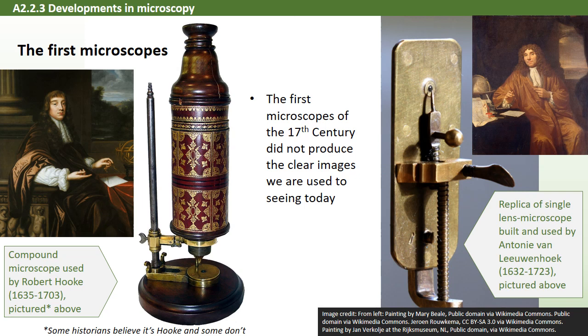The first microscopes of the 17th century did not produce the clear images that we're used to seeing today. The main challenge was to shape the lenses correctly, so there was a lot of trial and error. On the left, one of the pioneers, Robert Hooke, although historians can't agree on whether it's really him in the picture. Anyway, the microscope on the left is one of the microscopes he used, and he used compound microscopes. On the right, another pioneer, Antony van Leeuwenhoek, a replica of a single lens microscope that he built and used. So only one lens, but a very powerful one.